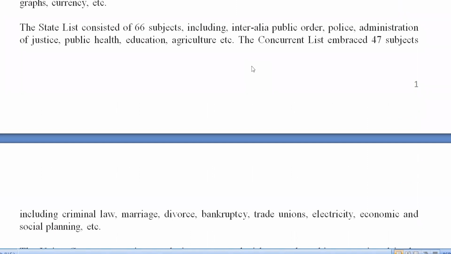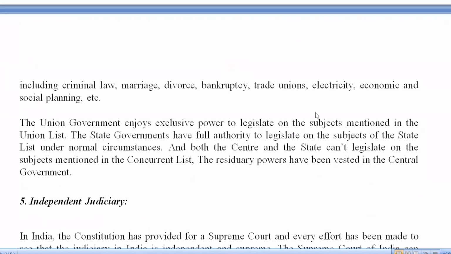The state list consists of 66 subjects, including inter alia public order, police, administration of justice, public health, education, agriculture, etc. The concurrent list embraced more than 47 subjects, including criminal law, marriage, divorce, bankruptcy, trade unions, electricity, economic and social planning, etc. The union government enjoys exclusive power to legislate on the subjects mentioned in the union list.